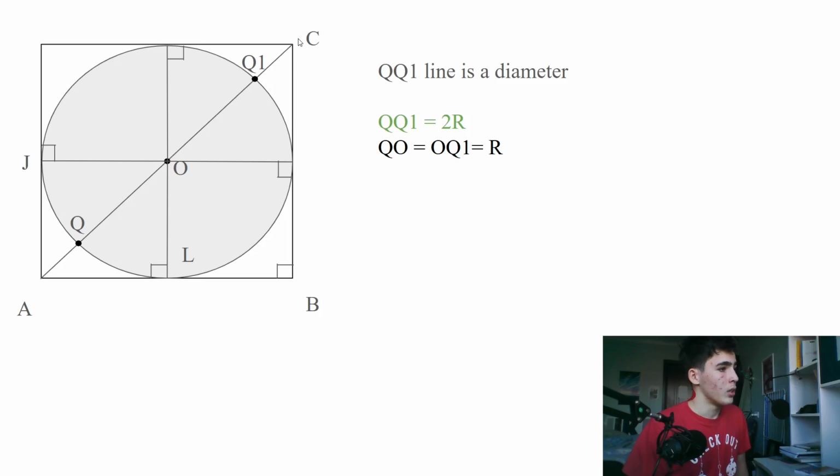The diagonal in the square is a straight line. QQ1 is a part of this diagonal. It goes through the O point, the Q point goes through the circle right here, and the Q1 point goes through the circle right here. We can simply say now that QQ1 is a diameter because it's a straight line, it's made out of 2 radiuses, and it goes through the center.